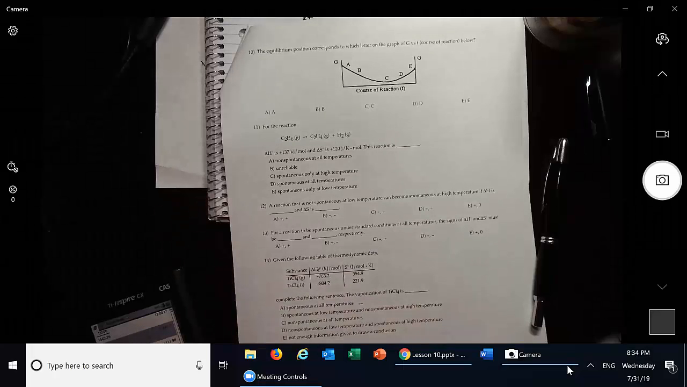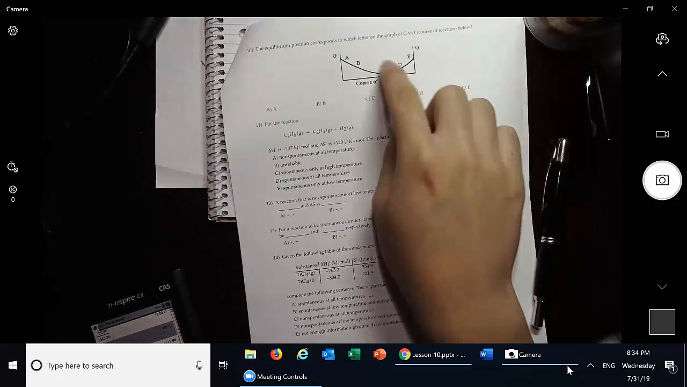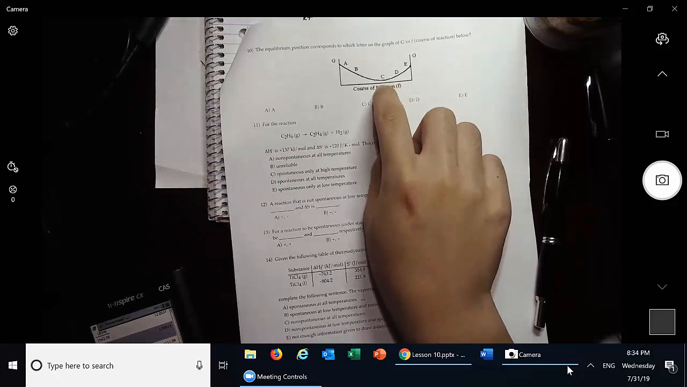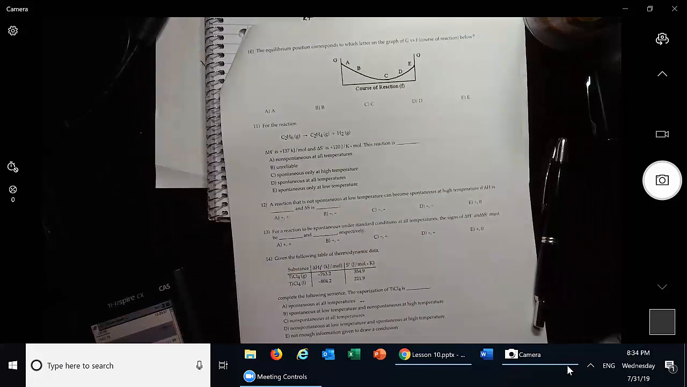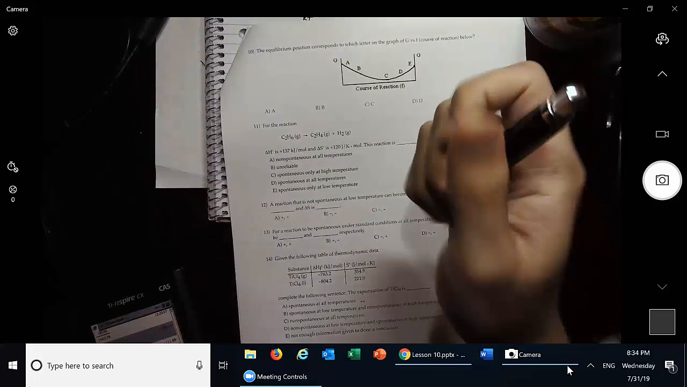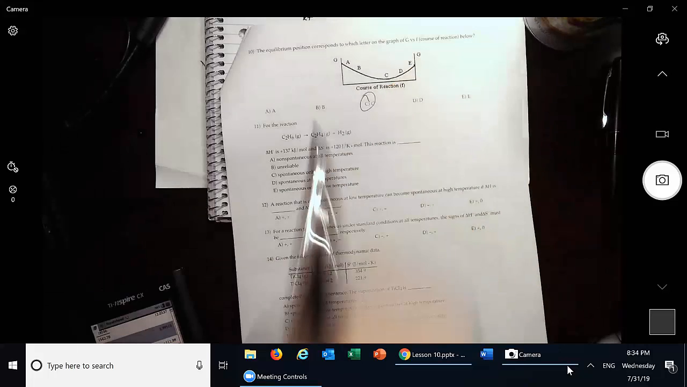Because at C, we've reached the lowest free energy, right? This is the lowest energy state. It's favorable. Okay. What about 11? Can we do 11?